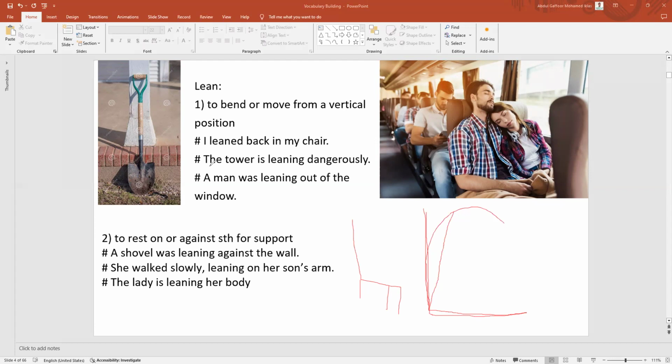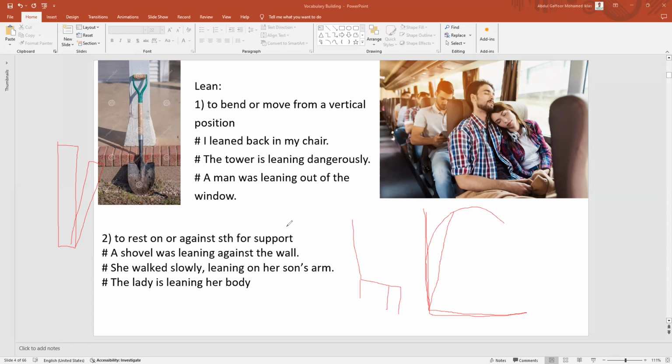Then the second example is: the tower is leaning dangerously. It means the tower is going to fall, right? Because it's leaning. A tower is supposed to be vertical, but if it is inclined, even slightly, we can tell that it's going to fall. This is a dangerous scenario. Now, the third one is: a man was leaning out of the window to see someone or to call someone.